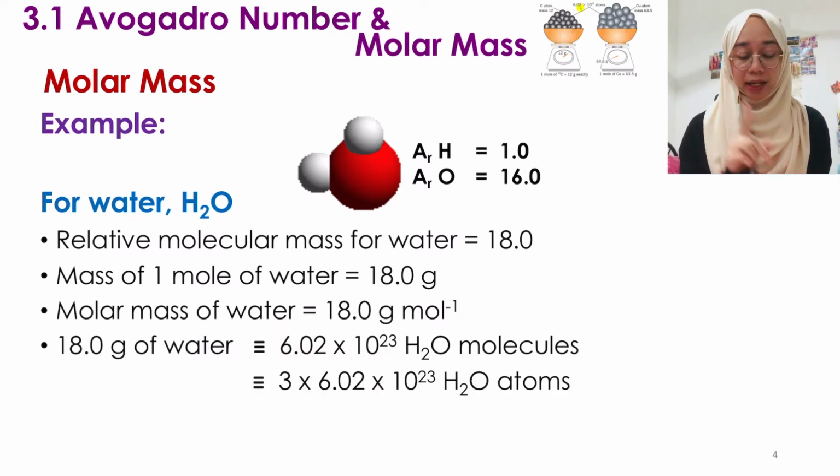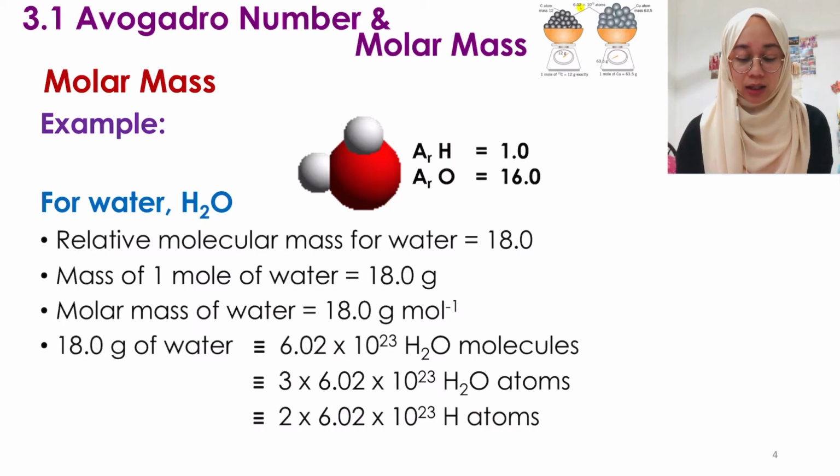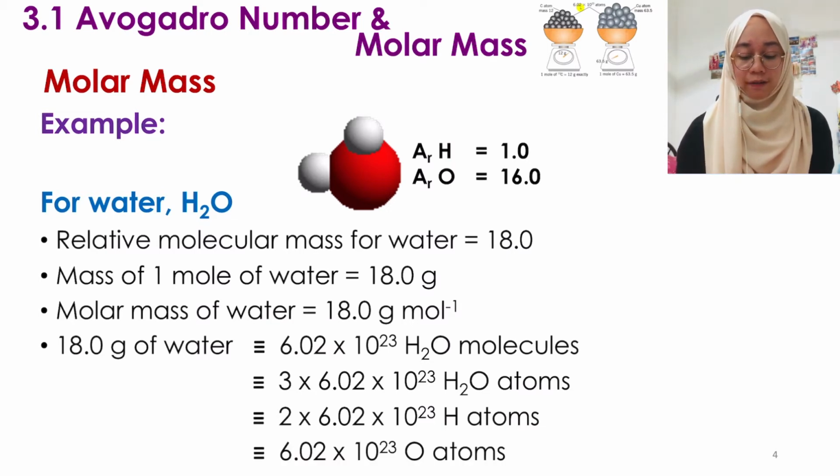At the same time, 18 gram of water also contains 3 times 6.02 exponent 23 atoms. Why do we multiply by 3? Because we are talking about the number of atoms now, and in water we have 3 atoms. So that is why we multiply by 3 at the front. And also, 18 gram of water contains 2 times 6.02 exponent 23 H atoms. Now this is only focusing on the hydrogen atom. In water we have 2 hydrogen atoms. And for oxygen atoms, do we need to multiply by anything? No, because there is only one. So the number of oxygen atoms will be 6.02 exponent 23 atoms.